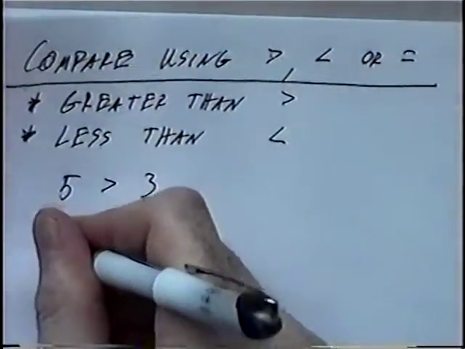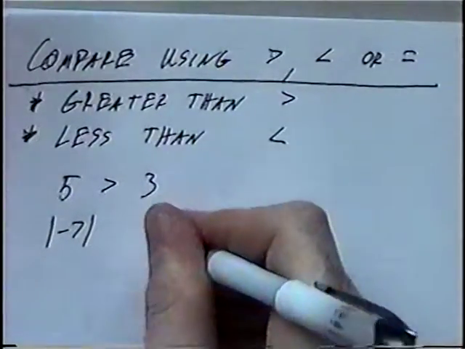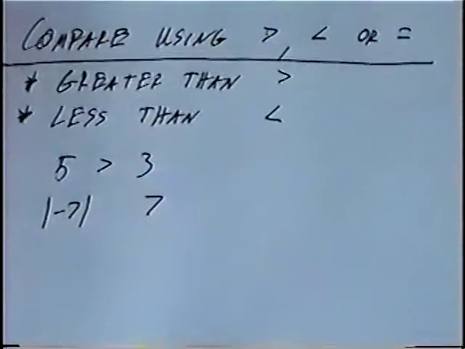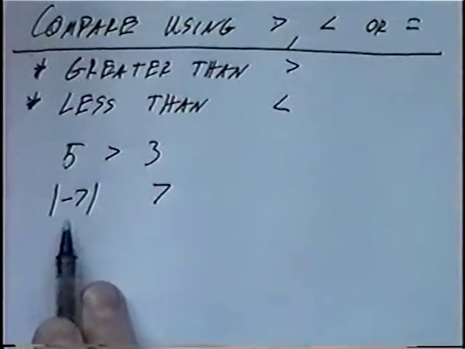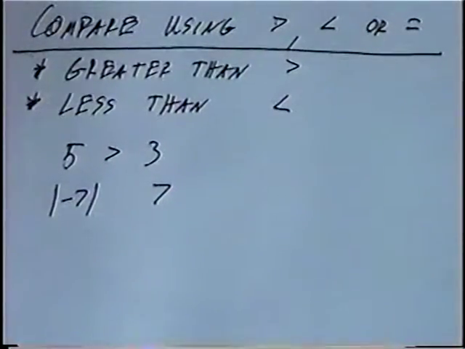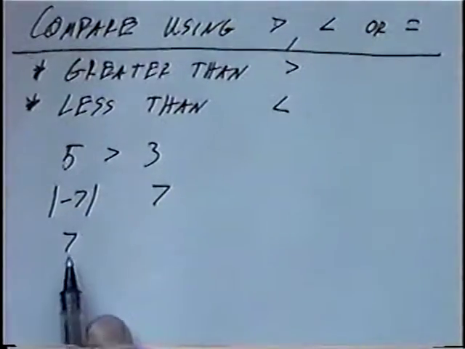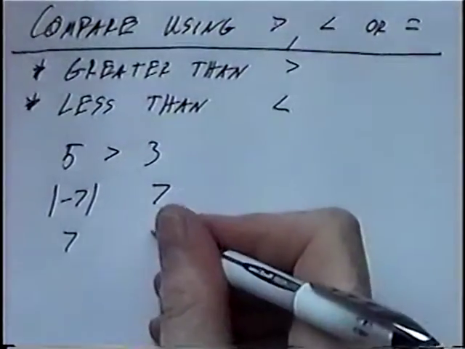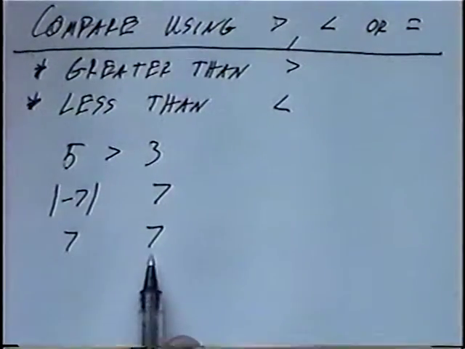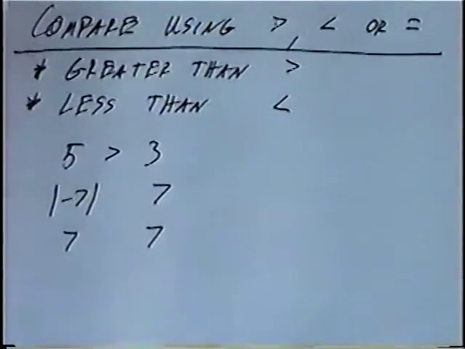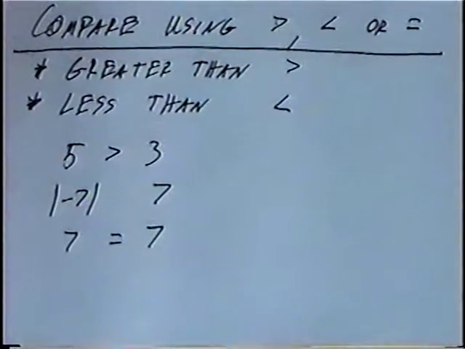Second question, we'll have the absolute value of negative 7, and on the right hand side, we'll have positive 7. Like before in the previous section, for the absolute value of a negative number, or negative 7, we can take off the absolute value signs and change it to a positive number. So we'll have positive 7 on the left hand side, and the right hand side would stay the same. So now we have 7 on one side, 7 on the other side. It's not greater than or less than. In this case, 7 is equal to 7.